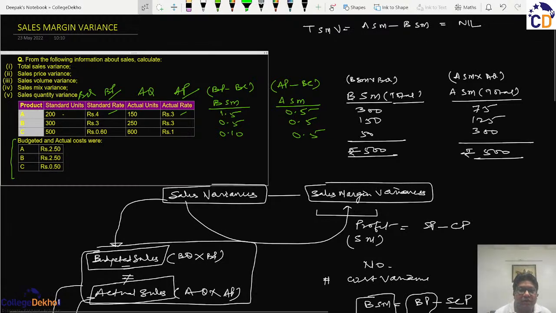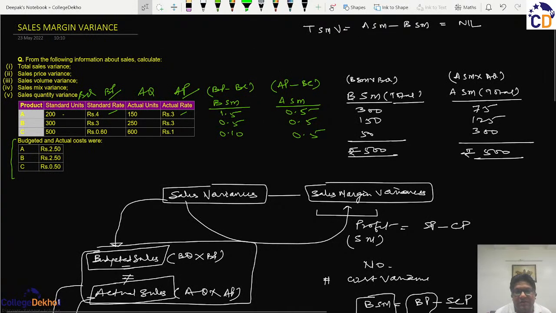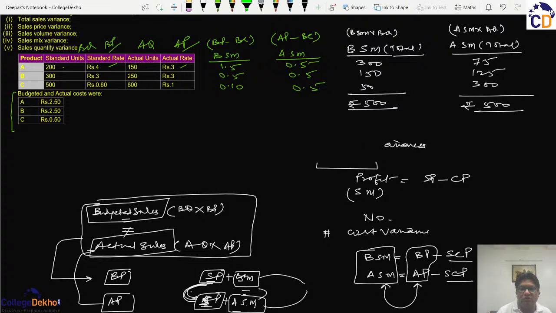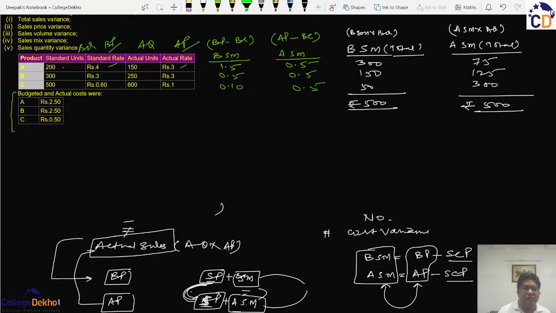So here, in spite of the differences in the quantity and the sales margin, the total is coming out to be same, and hence the answer is nil. Now if I remove this earlier part a bit from here, so that we can solve the question and show it here only, because we have discussed that in our earlier sessions.